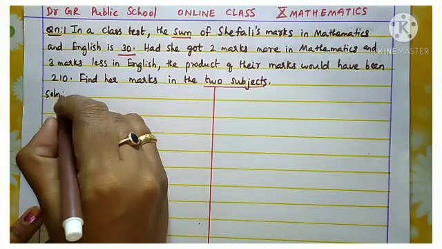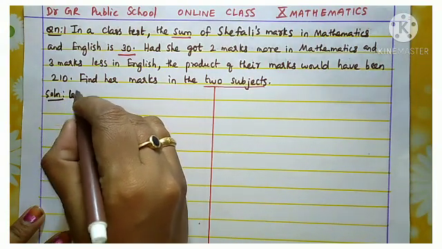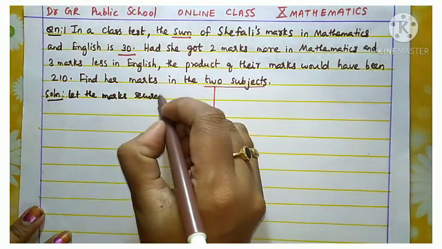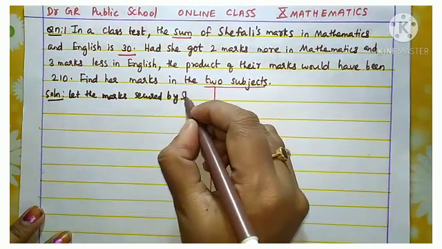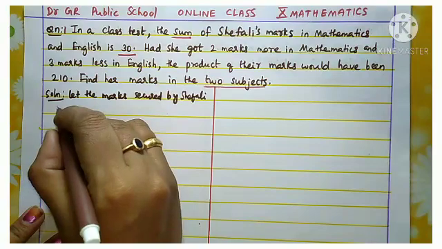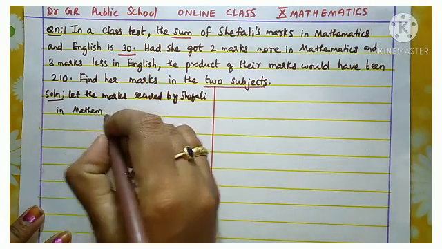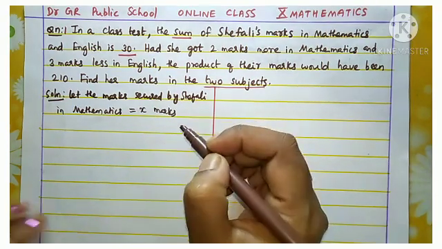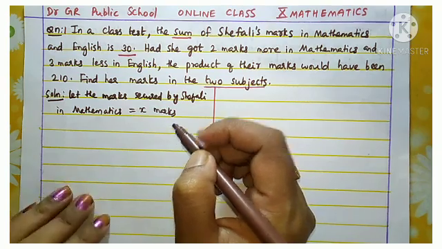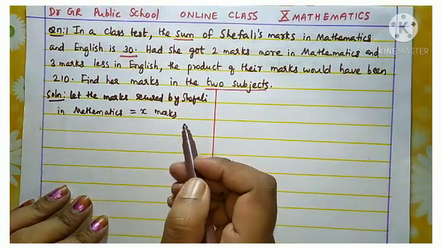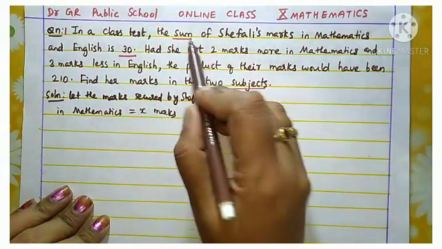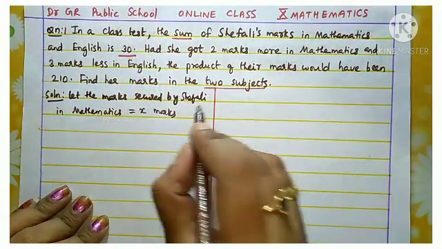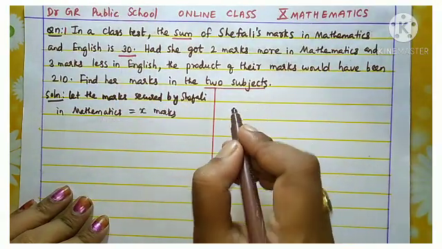Solution. First we can assume, let the marks secured by Shefali in mathematics. Okay, so in mathematics, let she secured X marks. Understood? So we assumed for mathematics she scored X marks. We don't know what is X. Okay. Now you see the sum of the marks in mathematics and English is 30. So when you add the maths mark and English mark, the total is 30.